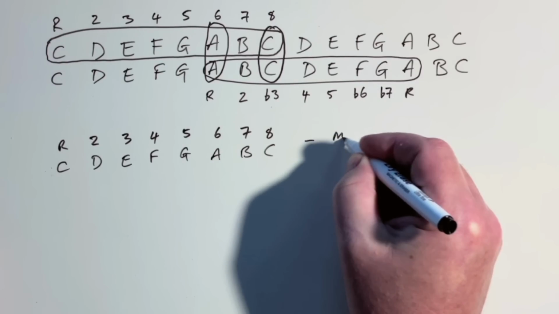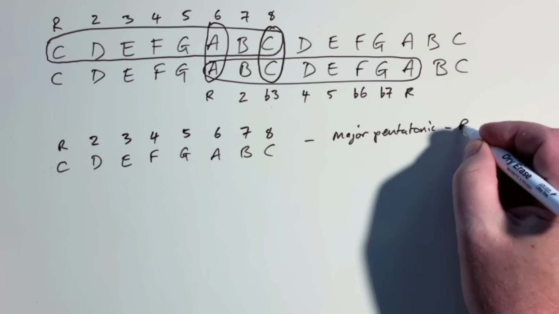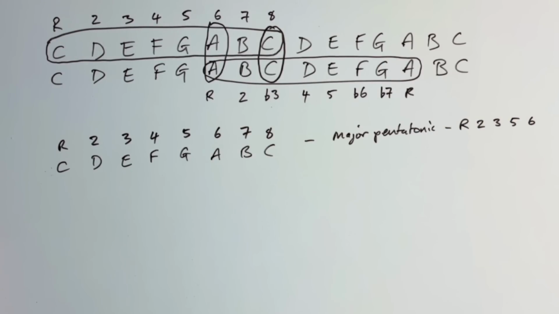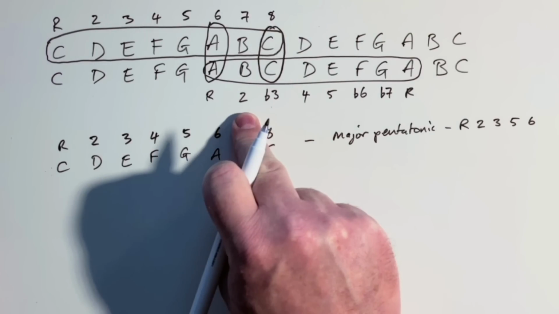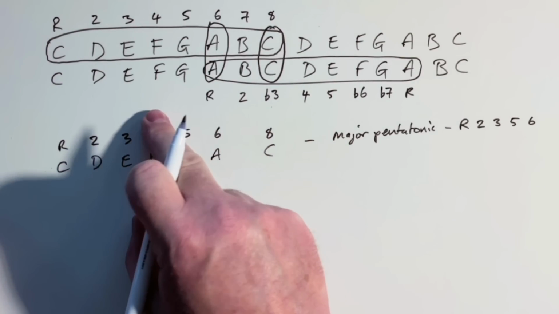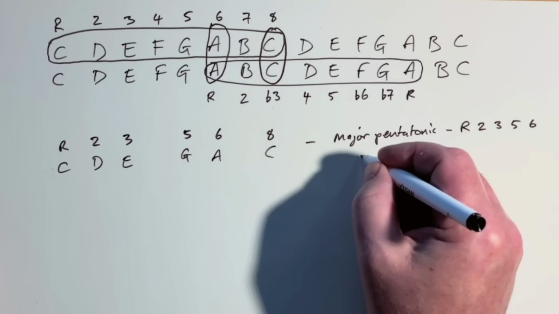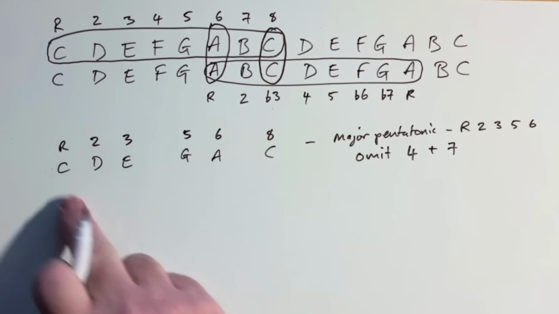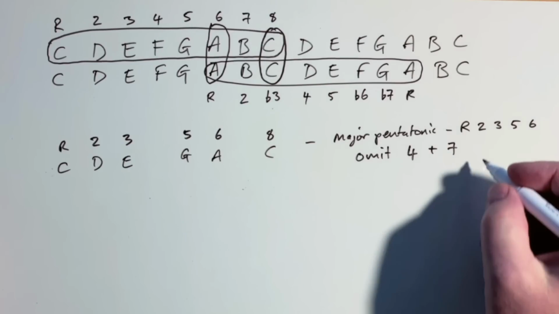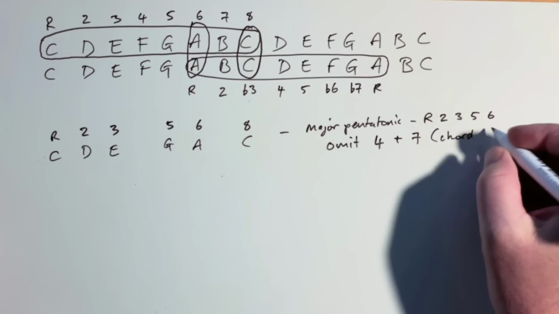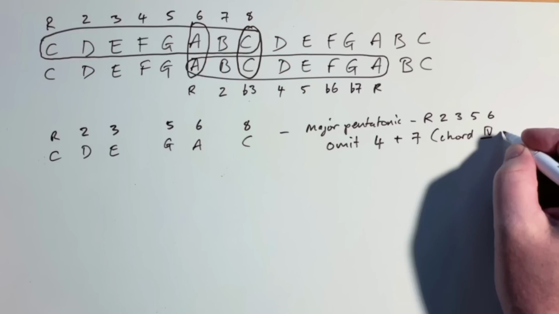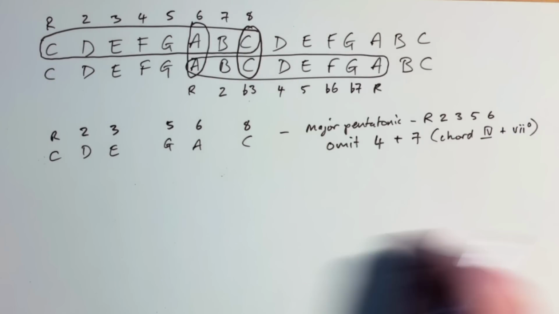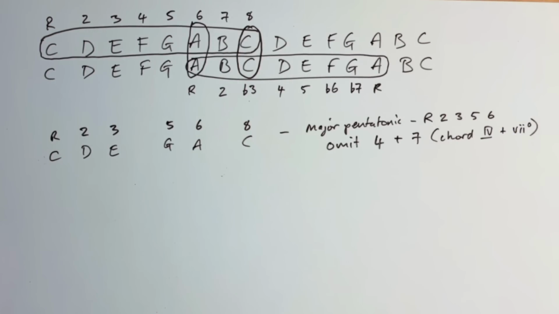Well, the formula for the major pentatonic is root, second, third, fifth, sixth. That is the formula. So what we have to do is get rid of the B. We have to get rid of the F. That means that we omit 4 and 7. If we want to think about this in chord language, then we would also be omitting chord 4 in the major and chord 7. So we can get rid of those 2 chords there. We can omit those. We can think of those synonymously.